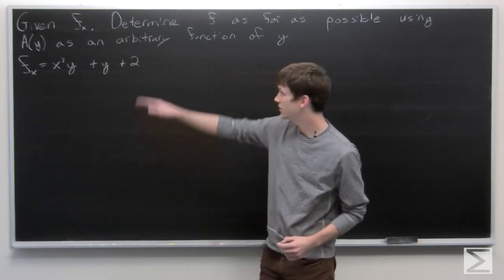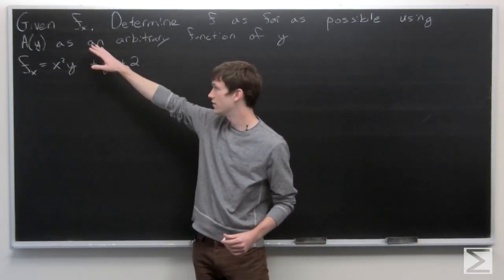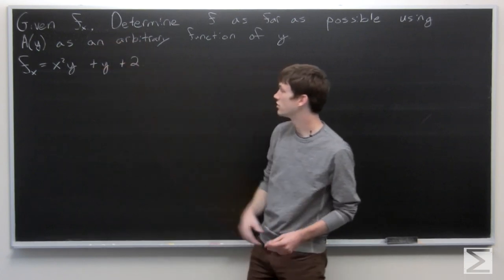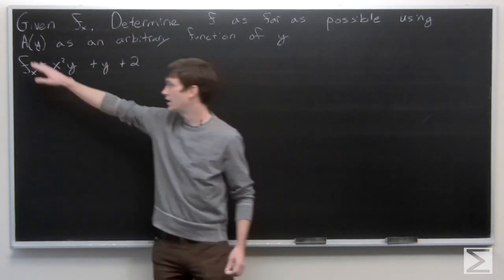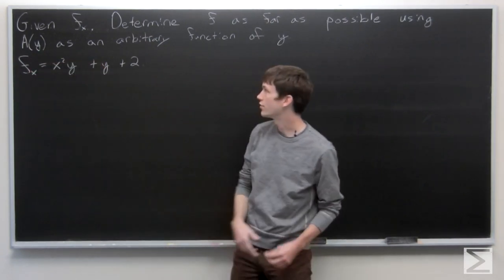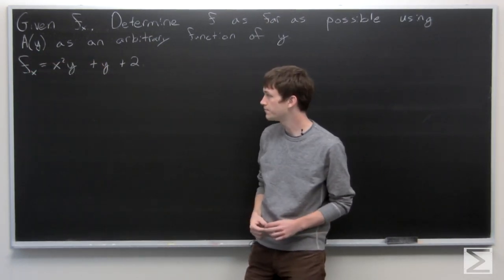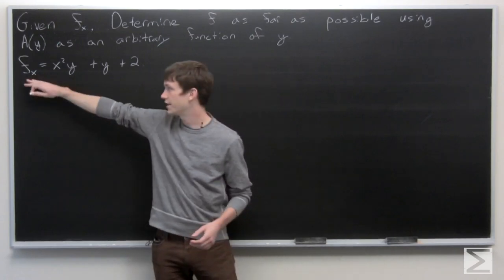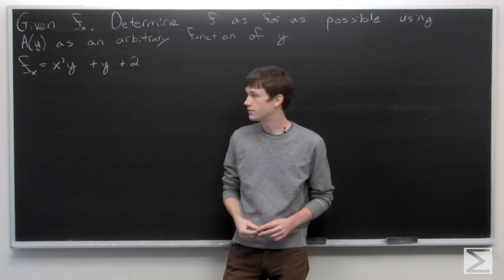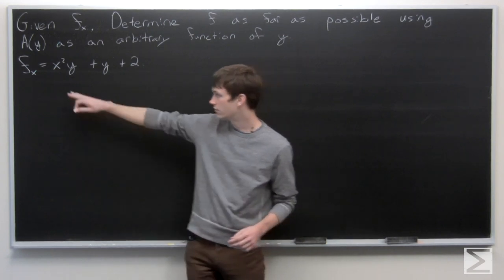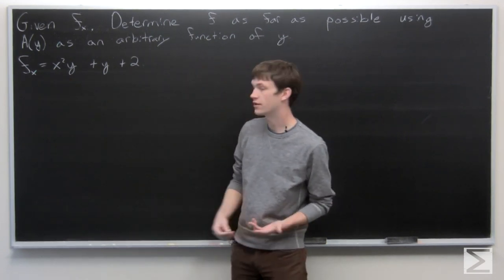Okay, in this problem we're asked, given f sub x, to determine f as far as possible and use a of y as an arbitrary function in terms of y. And we're given f sub x is equal to x squared y plus 2. So what we want to do is calculate f.